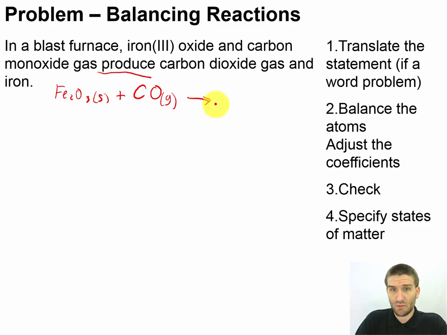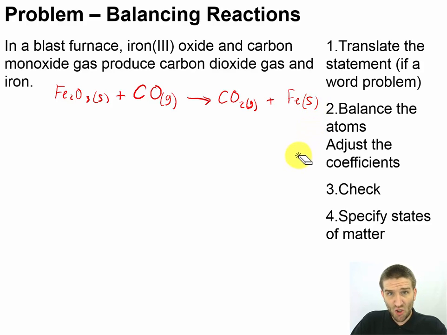It's going to produce, it's going to be my arrow, carbon dioxide gas. So carbon, di means 2, carbon dioxide gas, and iron. Now we're talking about a blast furnace, and we're making iron, so I'll bet you figured out that it's going to be a solid for that one as well. That's going to be our unbalanced reaction.